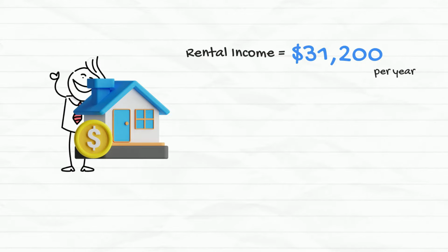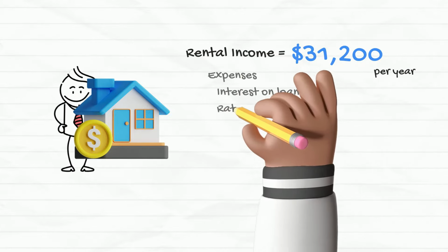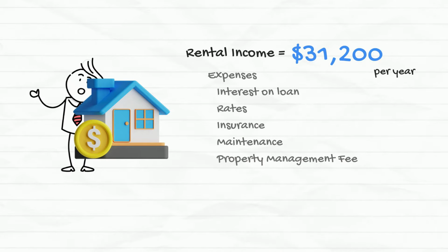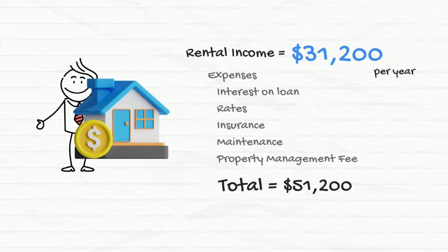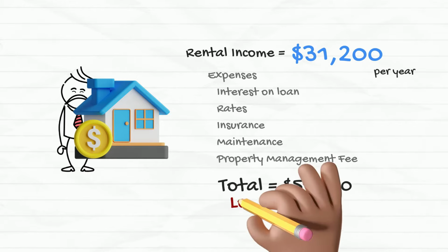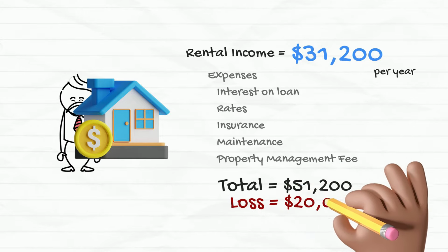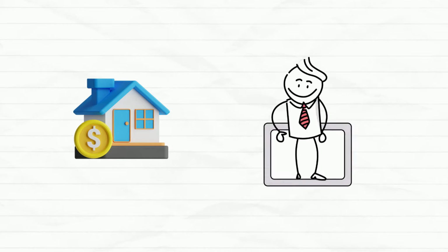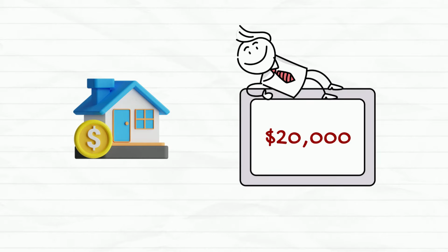However, George has to pay all these expenses in return for holding that investment property. And let's say those expenses in total end up being $51,200. So George has made a cash flow loss of $20,000 on this particular property. However, what happens to that $20,000 loss?